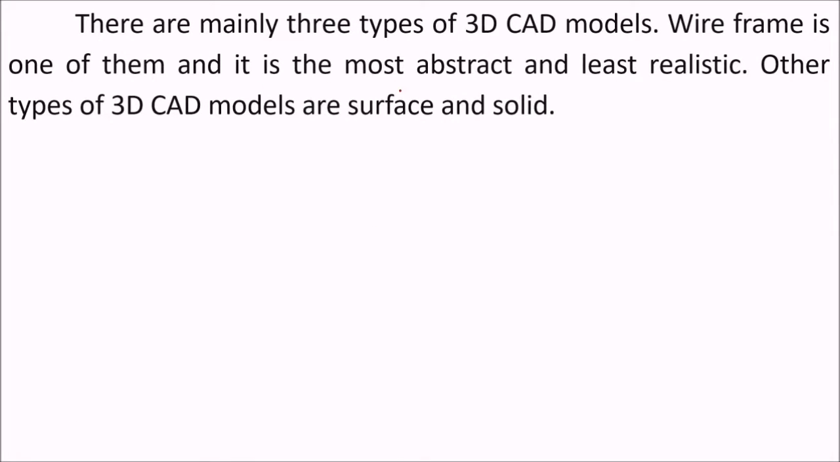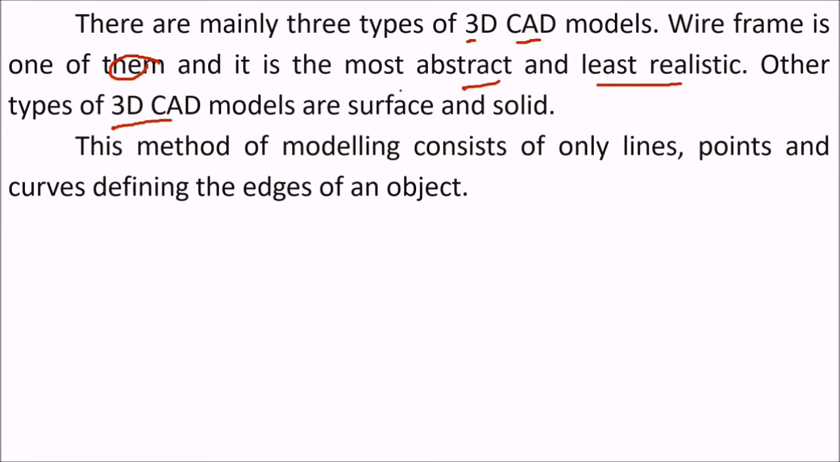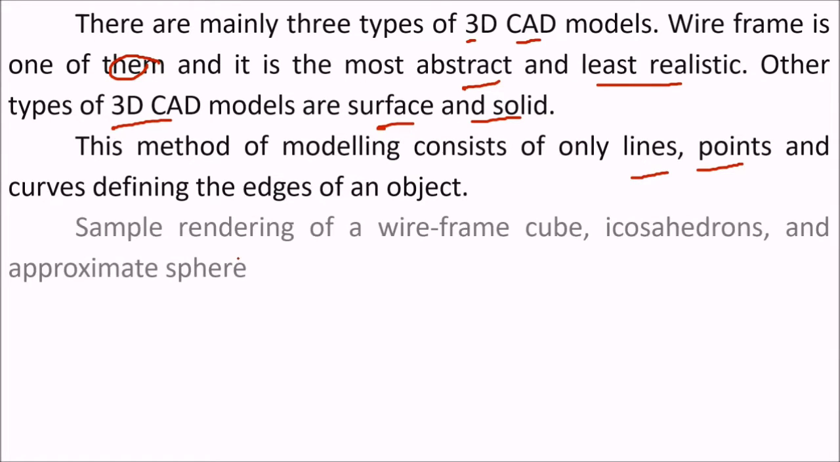There are mainly three types of 3D CAD models. Wireframe is one of them, and it is the most abstract and least realistic. The other types of 3D CAD models are surface and solid. So we have surface, solid, and the third one, which is wireframe. This method of modeling consists of only lines, points, and curves defining the edges of an object.